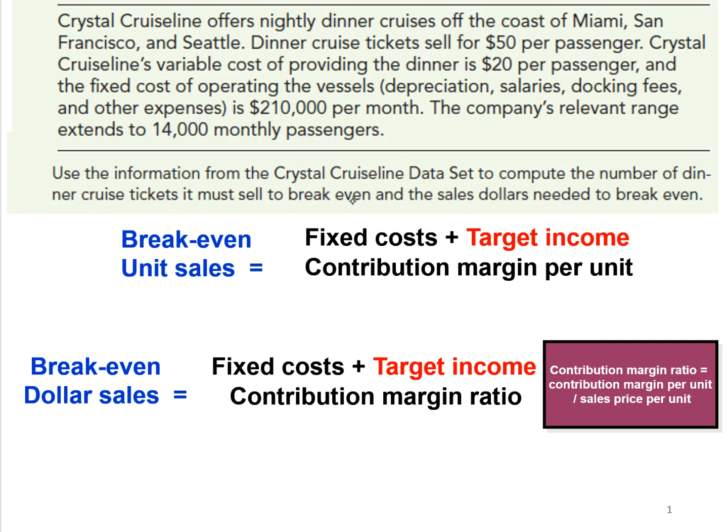So they want us to use that information to compute the number of dinner cruise tickets that Crystal must sell to break even, and then the number of dollars that they need to break even. So I've gone ahead and posted the formulas here for us. I'll save a little time.